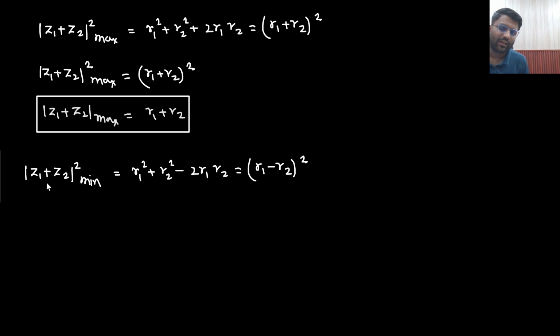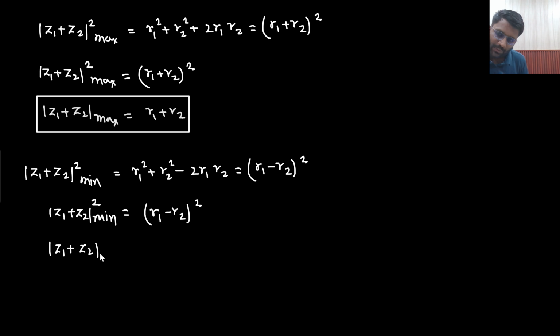So from here what are you getting? z1 plus z2 minimum is coming out to be, yeah, here there is something interesting. So z1 plus z2 minimum square is coming out to be r1 minus r2 whole square. Now z1 plus z2 minimum would be equivalent to what?